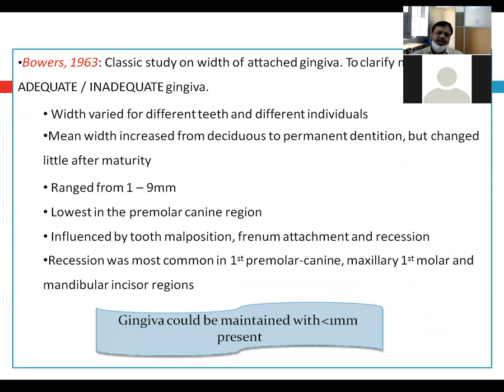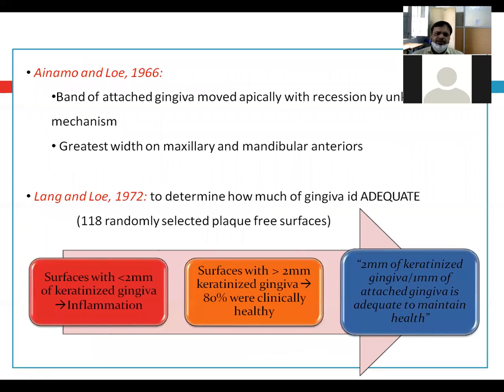Various authors have studied the attached gingiva. According to Bowers, the attached gingiva should be maintained at not less than 1 millimeter. Whenever you have a width of attached gingiva greater than 2 millimeters, it is considered to be an adequate width of attached gingiva.